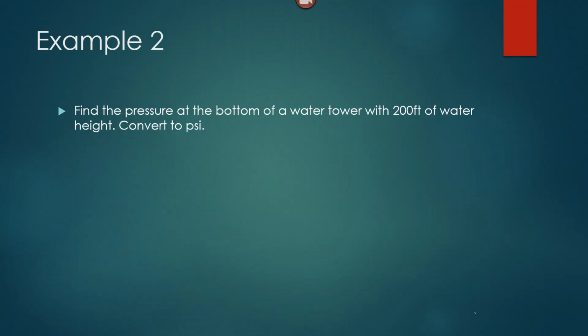Last example, or second example. Find the pressure at the bottom of a water tower, if the water tower is 200 feet of water height, converted to pounds per square inch. So let me draw a water tower here, and let's say that it has 200 feet of height.